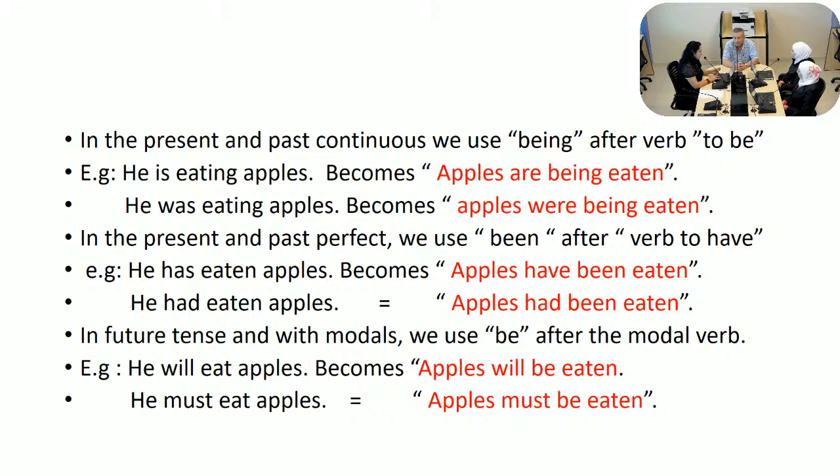Another one in the past continuous. He was eating apples becomes apples were being eaten. Again, he takes was, but with apples we have a different verb to be, were being eaten.